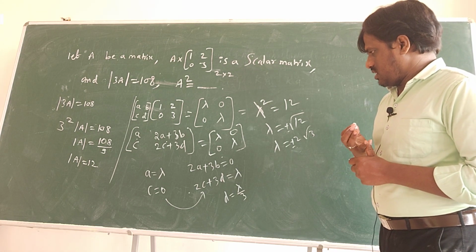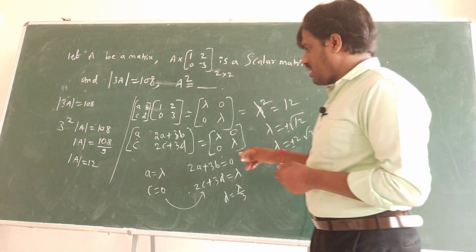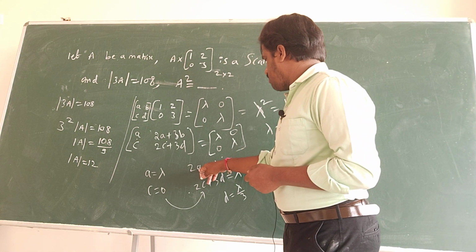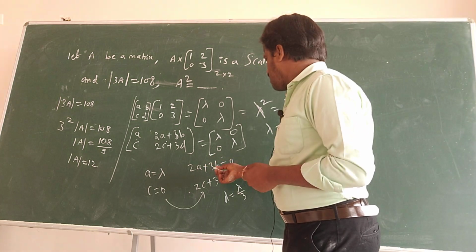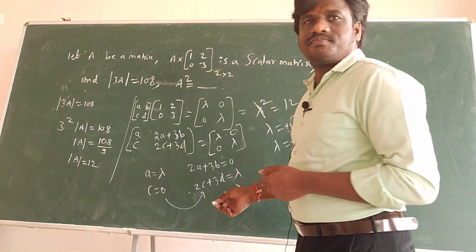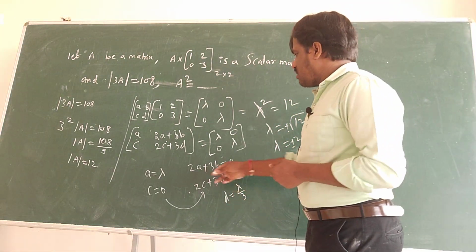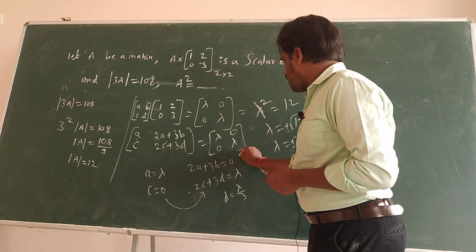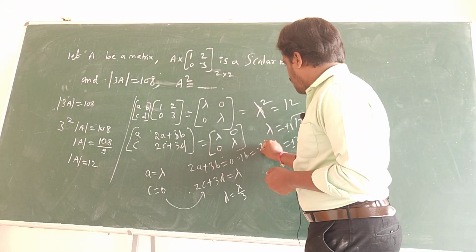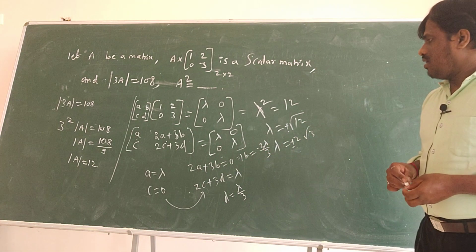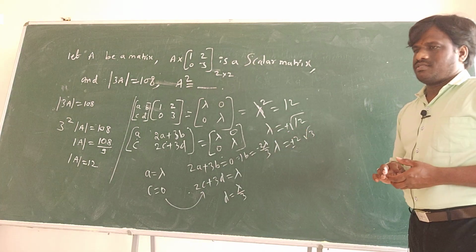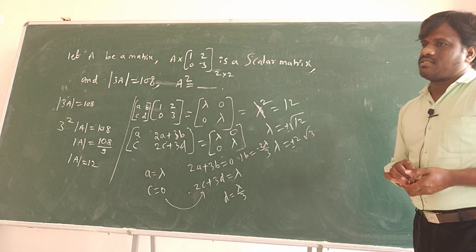A you got. C you got. B you should get, right? B should be what here? 2A plus 3B is 0, so B is minus 2 lambda by 3, right? Lambda if I put here, I get B is equal to minus 2 lambda upon 3. Now lambda value you know already. Put the lambda value in that. So you will get the required matrix.